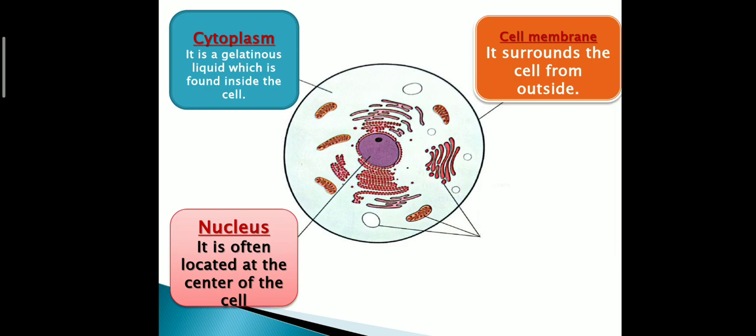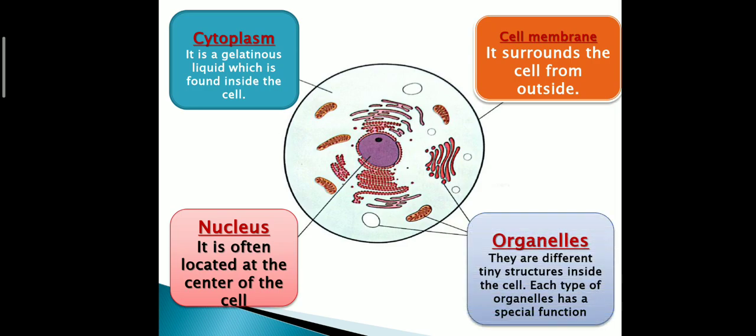And in plant cells and animal cells there are some organelles, like the Golgi apparatus, mitochondria, and vacuoles. Organelles are different tiny structures, and each type of organelle has a specific or special function.